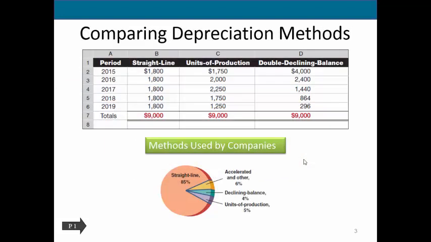Here we just have a little comparison about our different methods. You can see here we had straight line, units of production, and double declining. The main things that I want to note here is that with straight line, you're going to have the same amount of depreciation each and every year. With units of production, your depreciation could increase or decrease from one year to the next, depending on how much your particular asset was used. Because remember, the more we use an asset, the more we would depreciate using units of production. And then finally, with double declining balance, you'll notice here that our depreciation expense is going to be highest in the first year, and then it's going to decline from there.